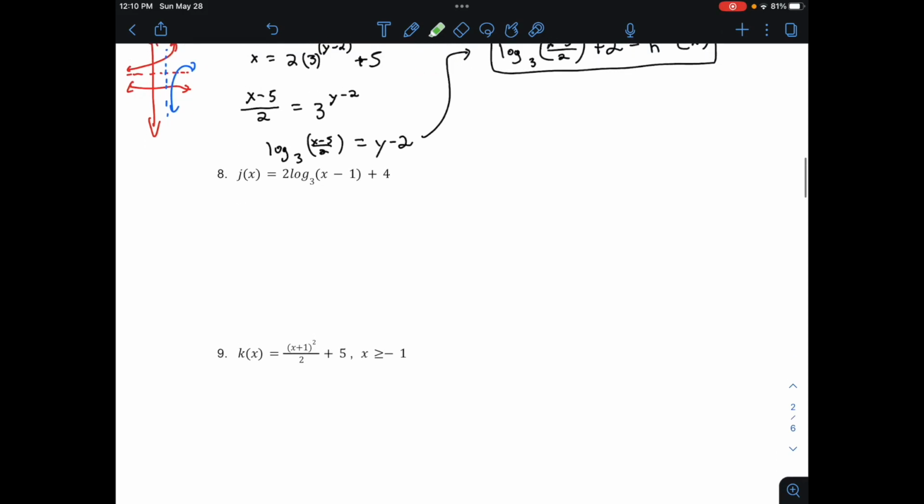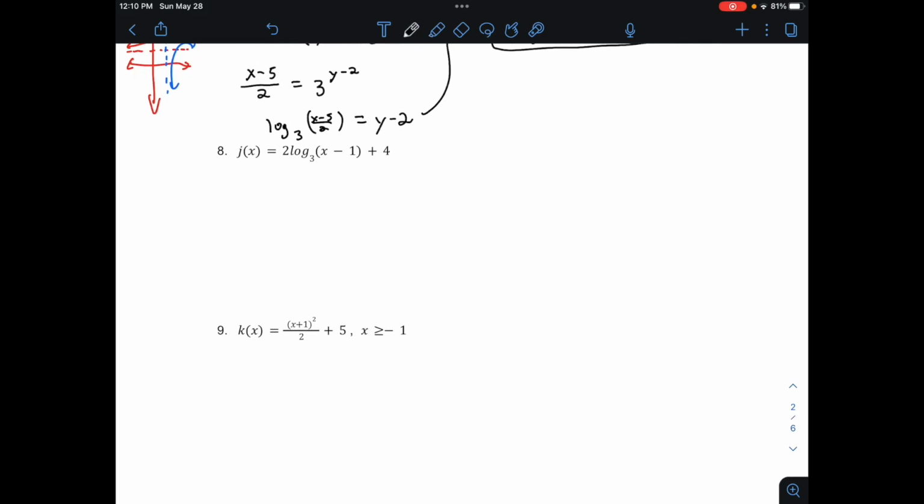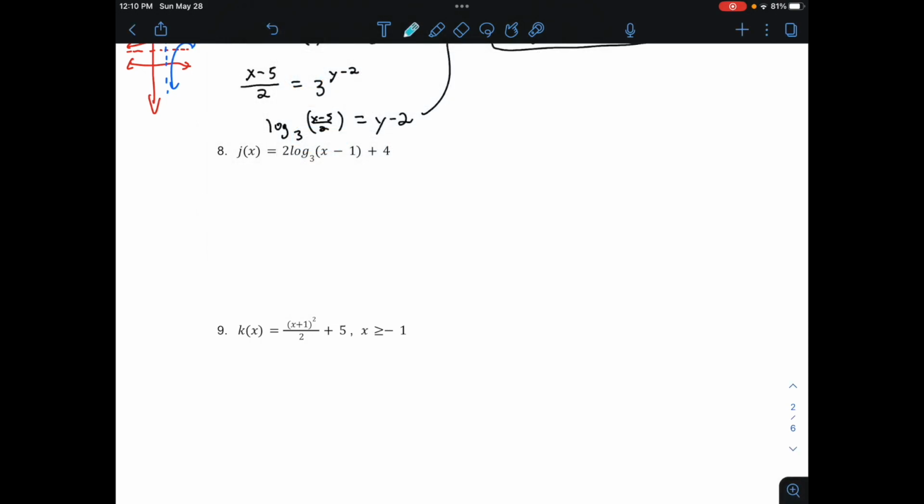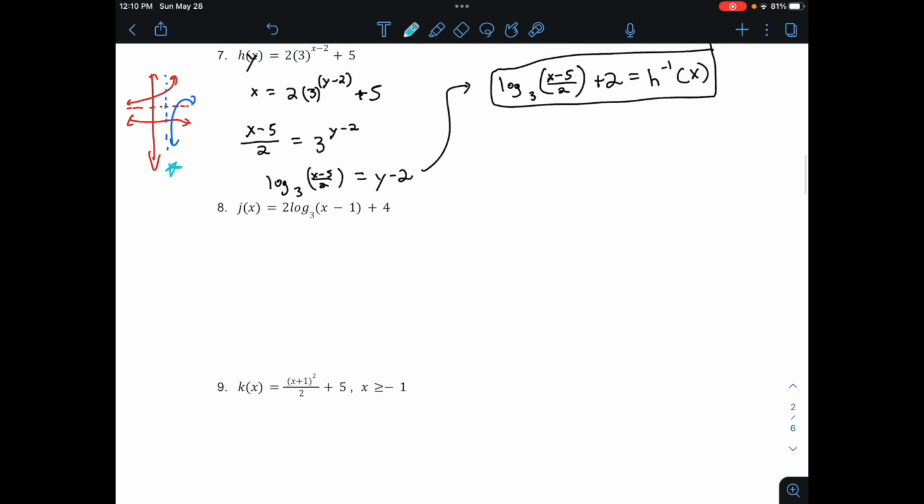Okay, how many more? We got 2 more inverses. So we have a log function here. Let's use a nice color, light blue. So first thing here, this is going to follow the same idea as the graph up here. So let's switch x and y and solve. So x equals 2 log base 3 of (y minus 1) plus 4. Subtract 4 from both sides. x minus 4 is 2 log base 3 of (y minus 1). Divide by 2. (x minus 4) over 2 equals log base 3 of (y minus 1).